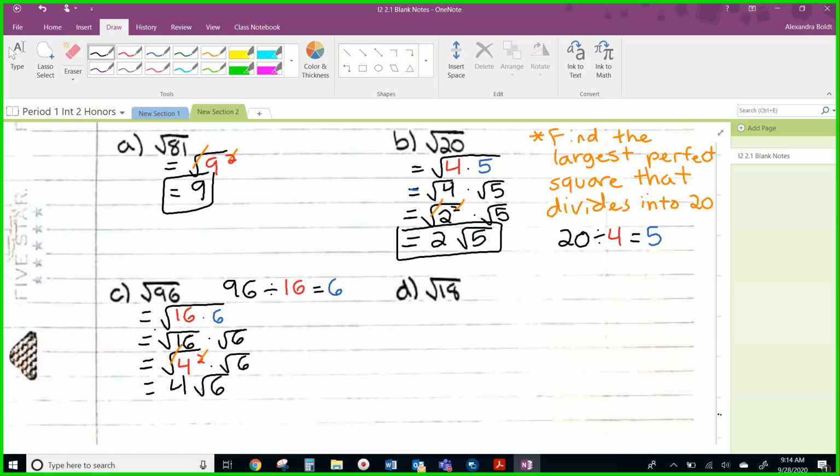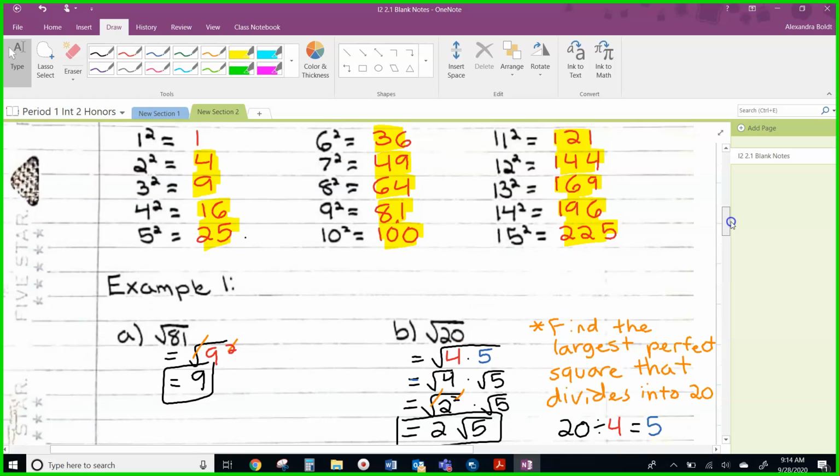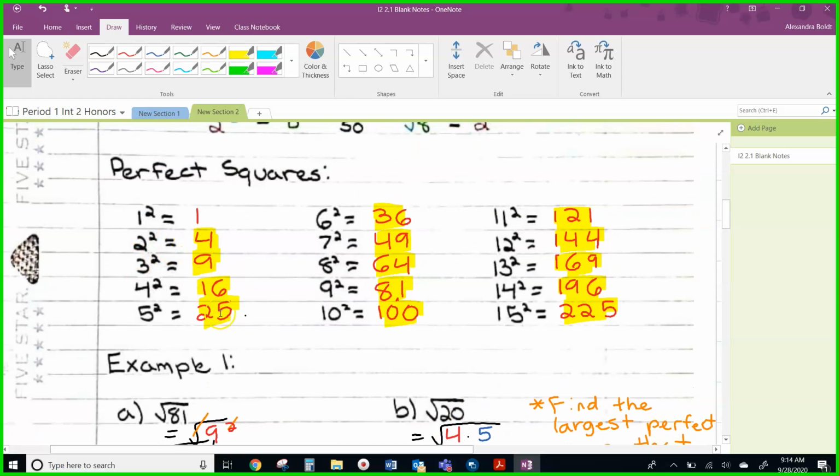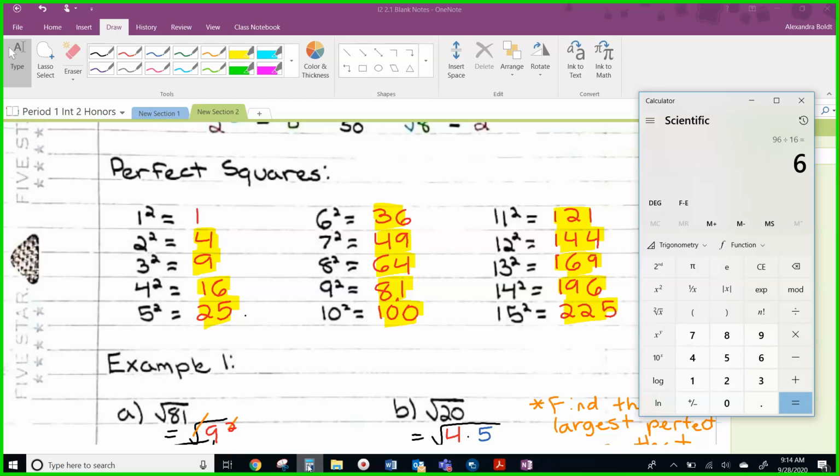Okay, let's look at part D. We're doing the square root of 18. So again, I'm going to look at my perfect squares. And again, 18 is not in this list of highlighted numbers. It would be right here between 16 and 25. So I am going to have to divide. So I'll do 18 divided by 16. Nope. 18 divided by 9. There we go, right? 18 divided by 9 is 2.